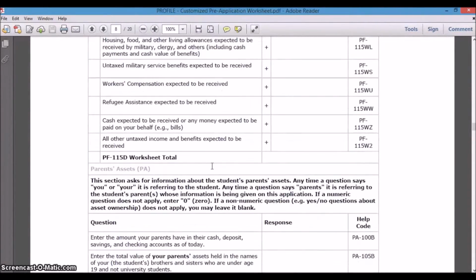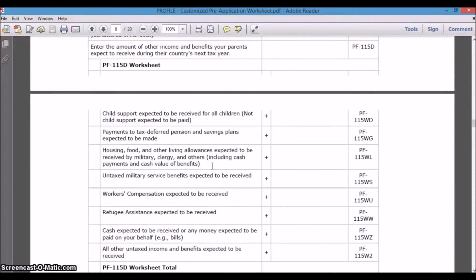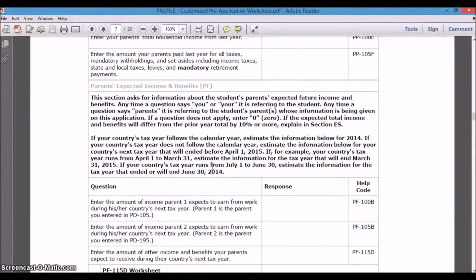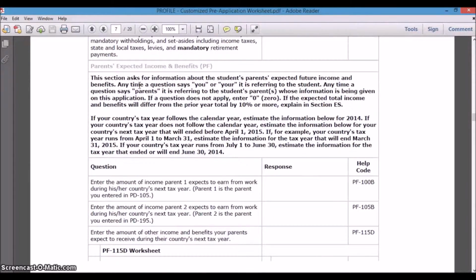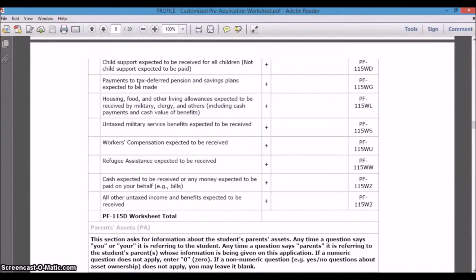The section after this is the parents' expected income and benefits, and this one is going to be the expected income for next year. So again, those 3 sections: the current income and benefits is the first section you'd have to fill out, the second section is last year's income and benefits, and the third section is next year's. These answers might be very similar to each other, or if your parents change jobs halfway through, then they might be different. So make sure you keep communicating with your parents.